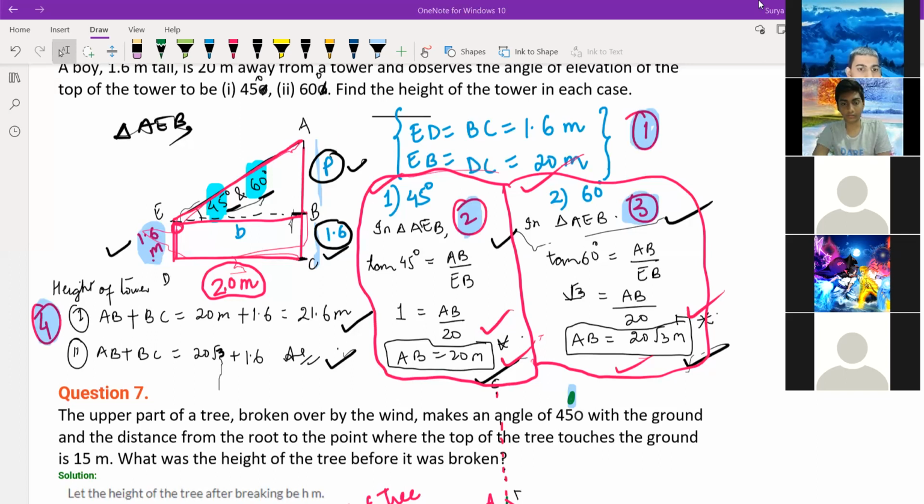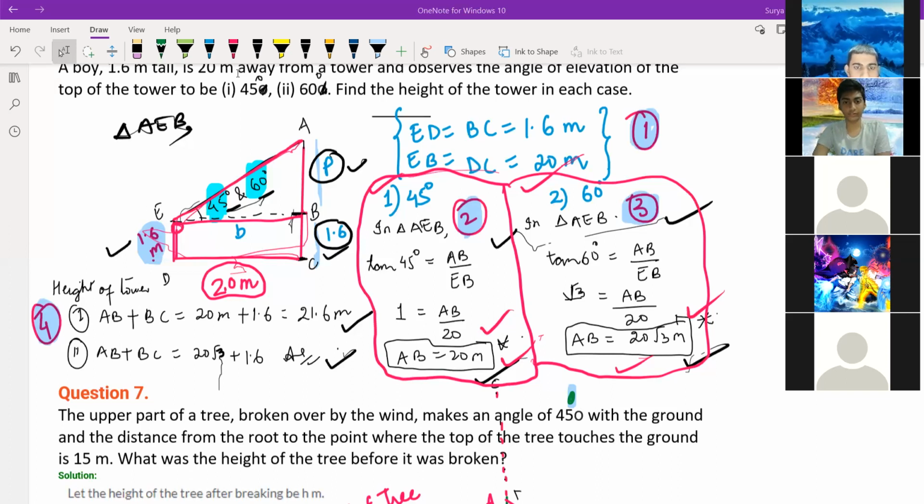Got the answer, Praharshan. What is your answer? I got only one answer till now, from Praharshan only. 15 root 2 by 2 you are getting, Praharshan. Yes, sir. Okay. Anyone else who got the answer?